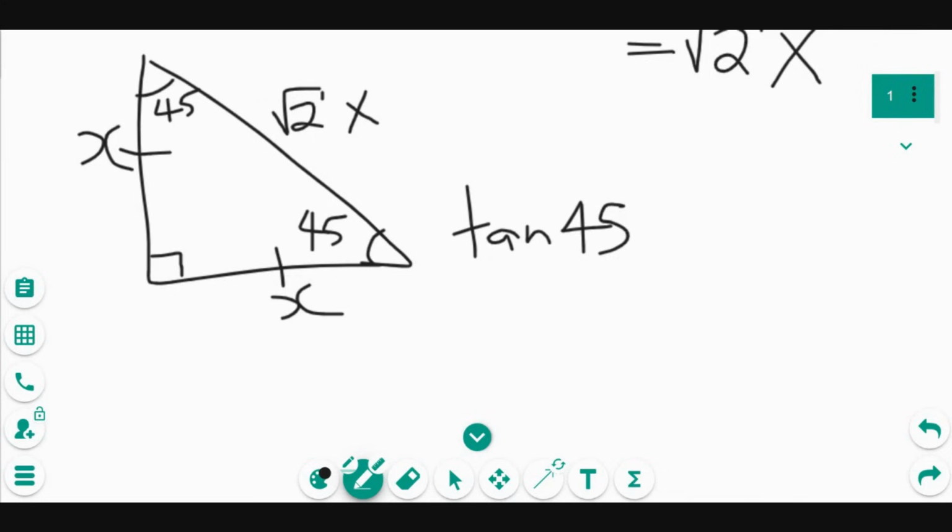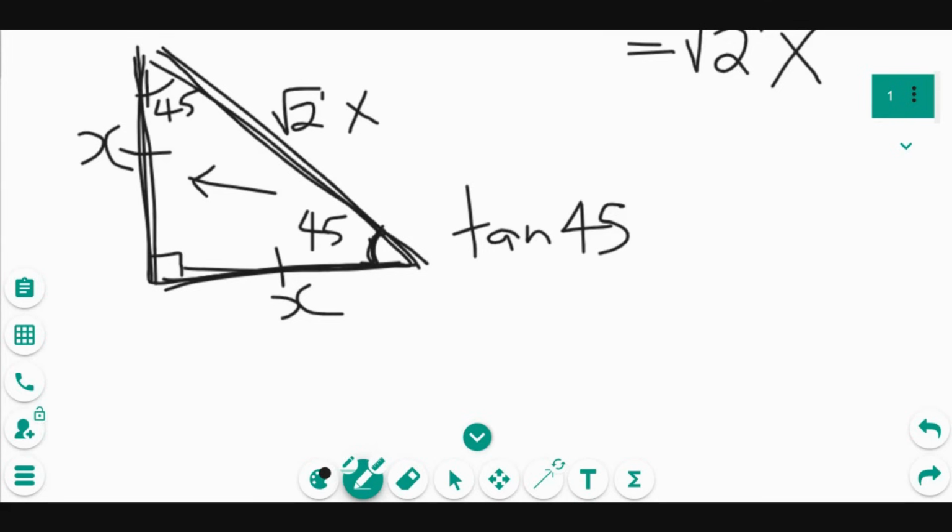I can use any angle here, but I'm going to use this one. It's more direct. This is my hypotenuse. If I am using this angle, this is going to become my adjacent. And this angle is facing on this side. This vertical is going to become the opposite. From SOHCAHTOA, tangent of any angle is the opposite over the adjacent.